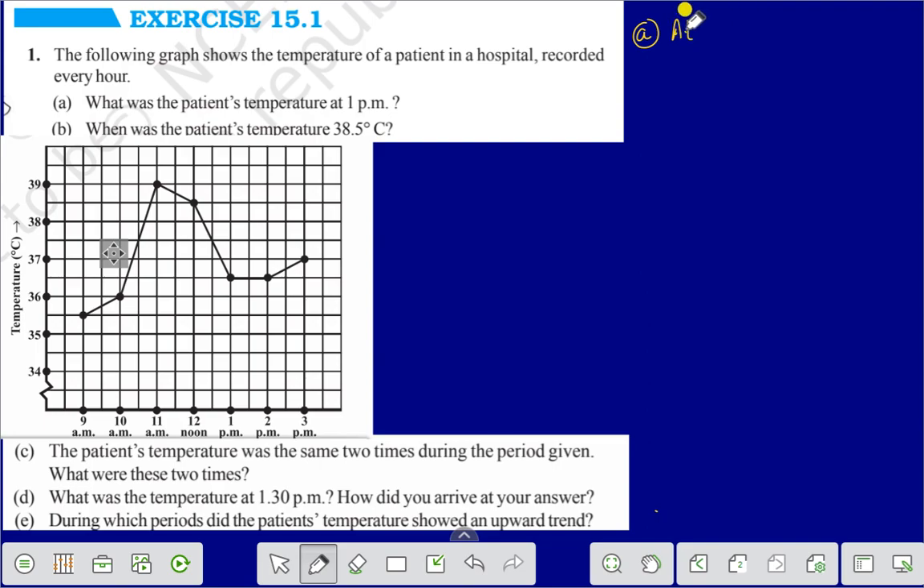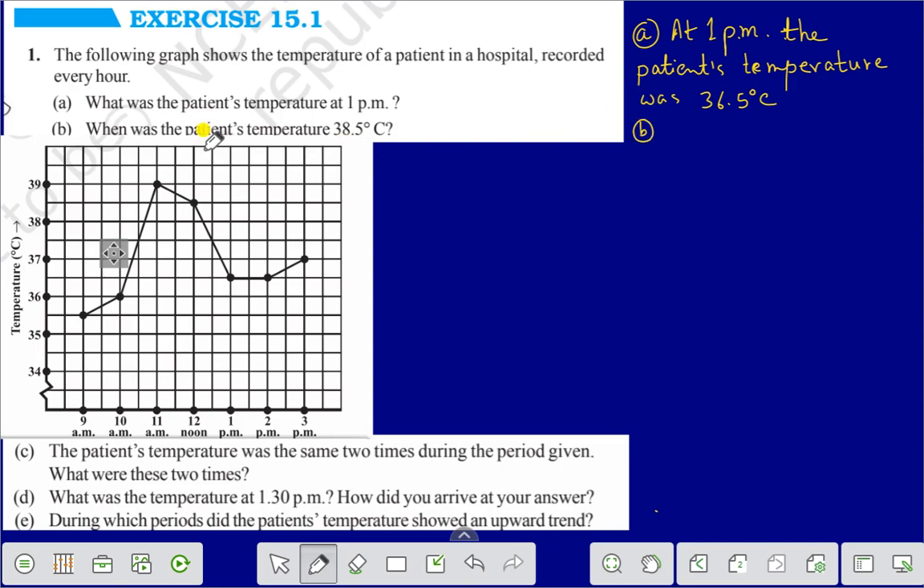at 1 p.m. the patient's temperature was 36.5 degree centigrade. Now question number B.